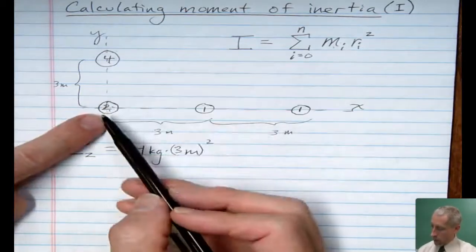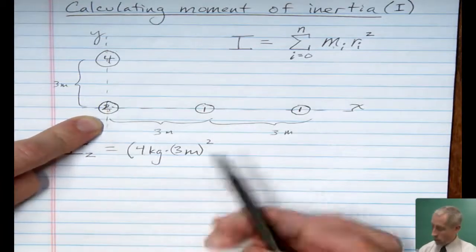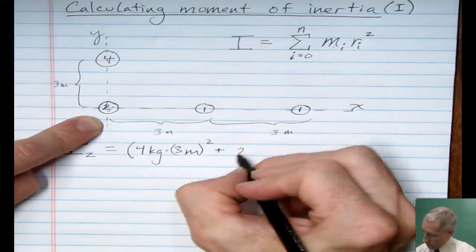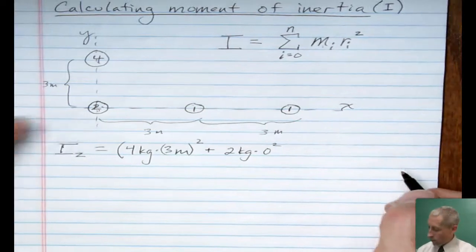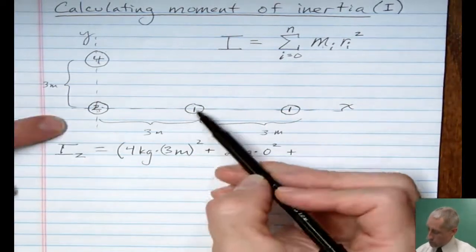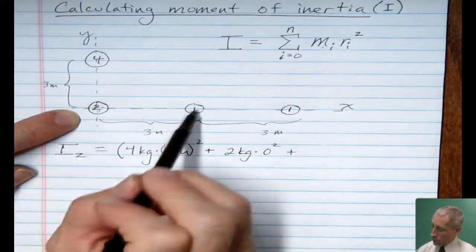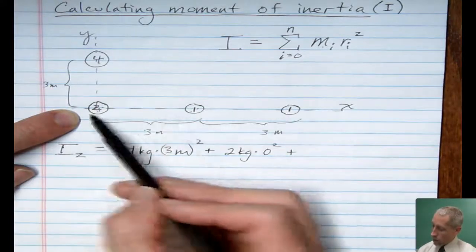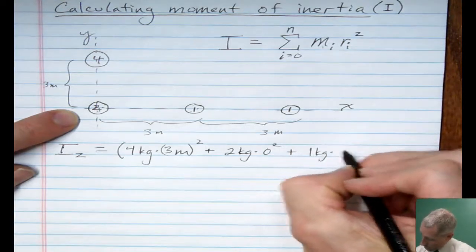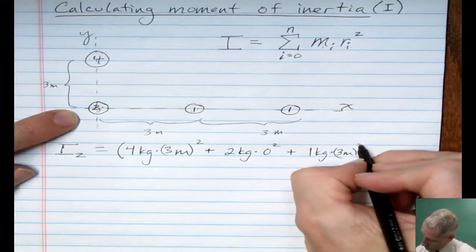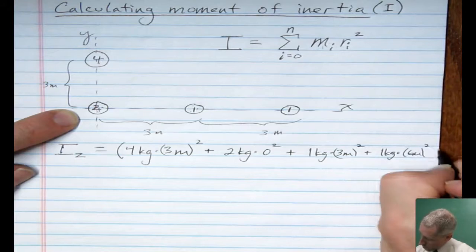And then we go to the next piece here. Now, the 2, that's right at the rotation axis, so my R would be 0. So I'm just going to say, well, I guess I'll go ahead and write it. 2 kilograms times 0 squared. It seems kind of silly to write that, doesn't it? And then my other 2 pieces, here's a 1 kilogram mass that is 3 meters away from the z-axis. And here's another 1 kilogram that is 6 meters away from that axis. So I've got 1 kilogram times 3 meters squared plus 1 kilogram times 6 meters squared.